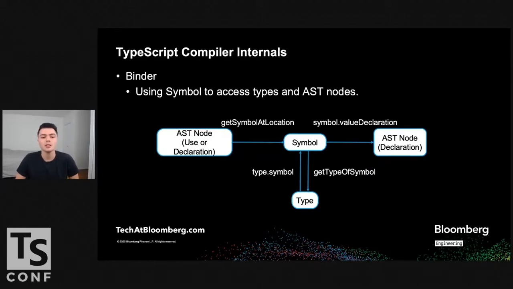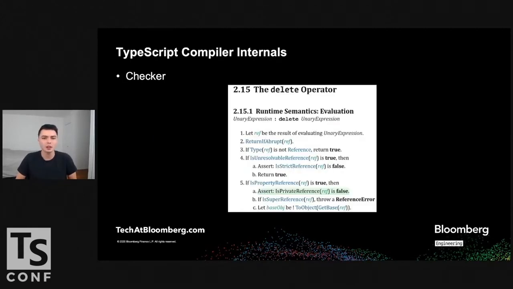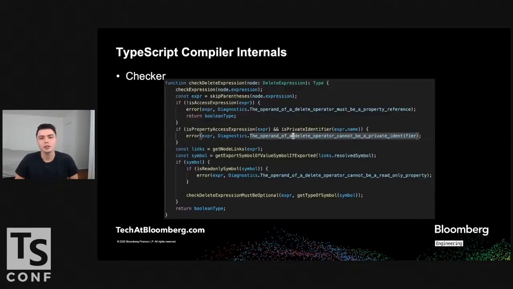If we have an AST node, we can use get symbol at location to get a symbol, and then we can use get type of symbol to get the type of that symbol. Oftentimes, errors in the checker are implemented based on errors that are contained within the specification. So for example, the delete operator in the specification tells us that we can't delete a private field. This code snippet shows exactly where we inserted the check that produces an error at compile time when we try to delete a private field off of an object.